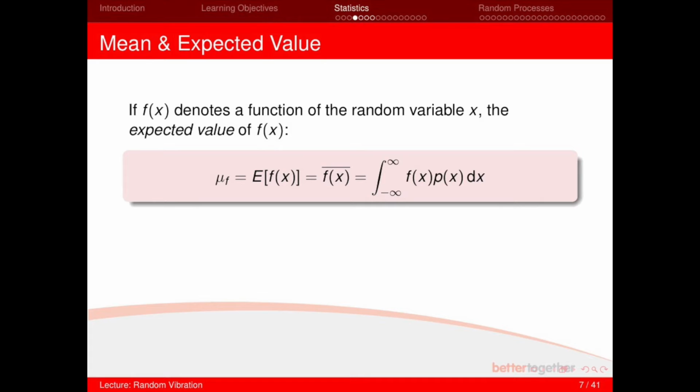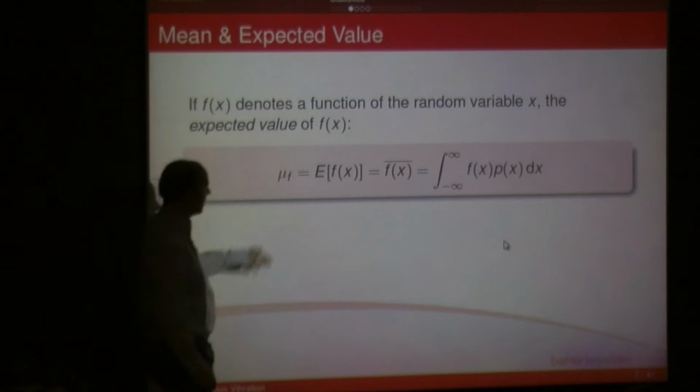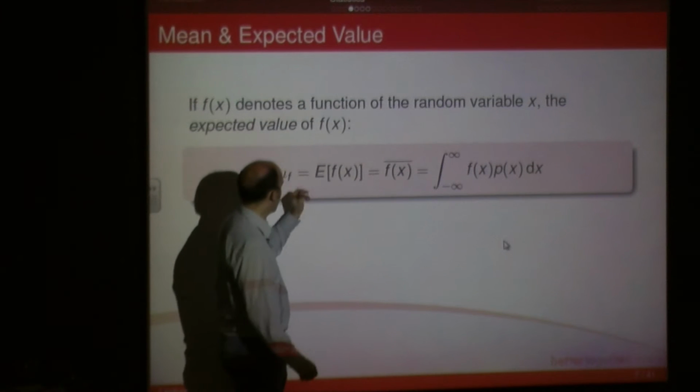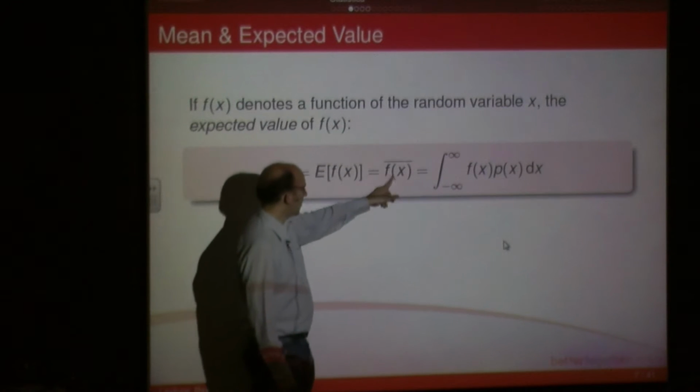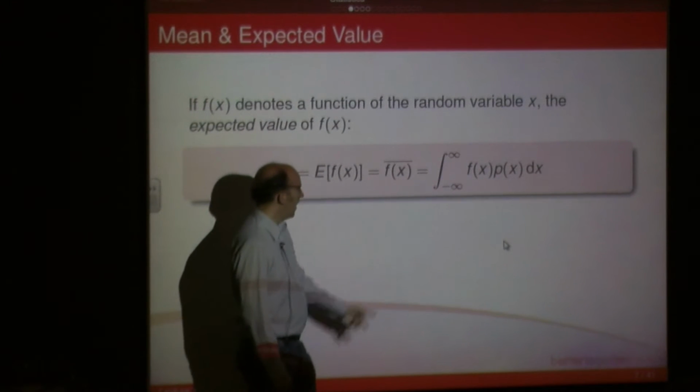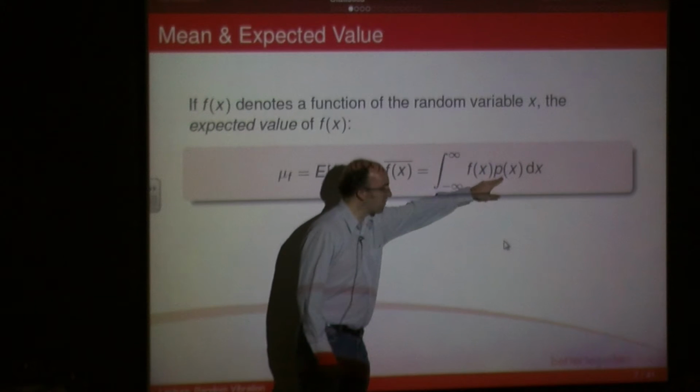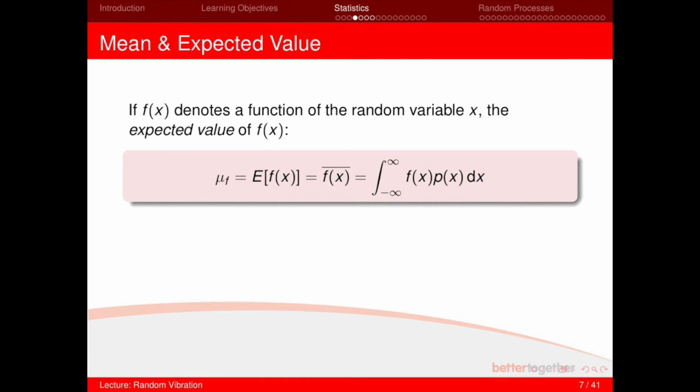Now, to find the mean, you have your function, which is your distribution function. If f of x denotes the function of the random variable, then the expected value, or what's known as the mean, so this is three ways of referring to the same thing, you've got mu, or expected value of the function, or the mean of the function, is the integral of that function multiplied by p of x times d of x.